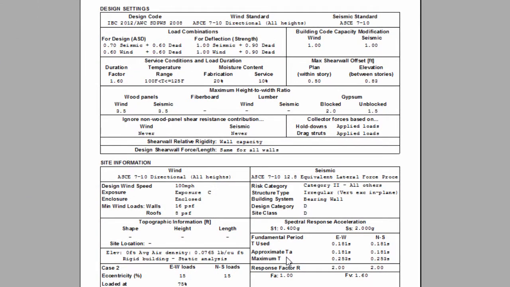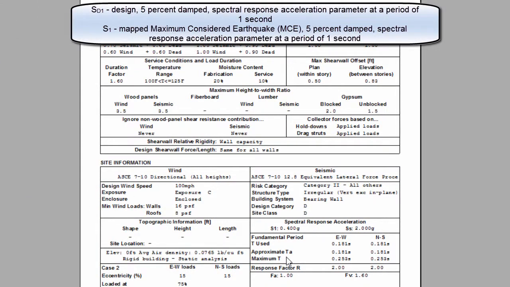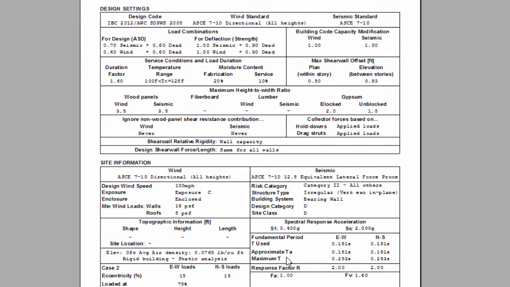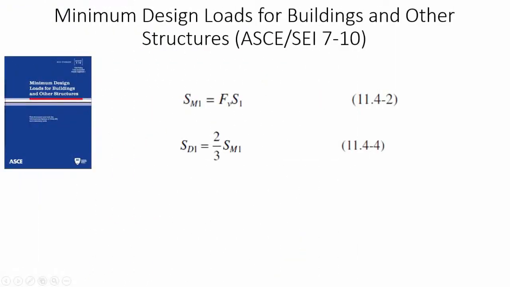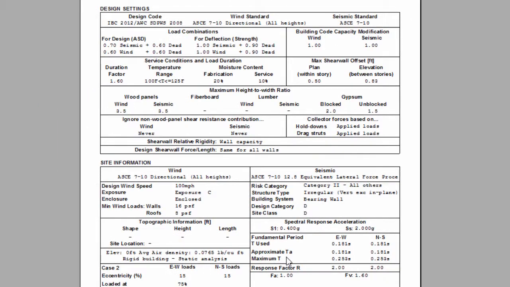On the other hand, the 1 second response acceleration parameter is dependent on the site foundation factor Fv and the 1 second map acceleration parameter, which can be determined using these equations. The foundation factor Fv itself is dependent on the site class and the 1 second map spectral acceleration parameter S1 and can be determined using the following table of ASCE 7.